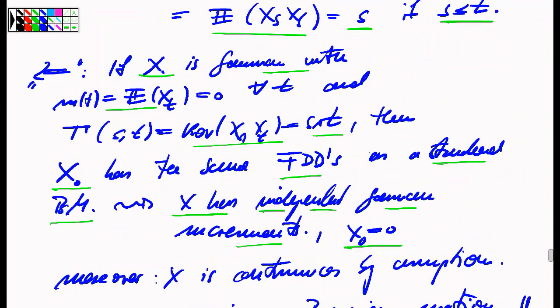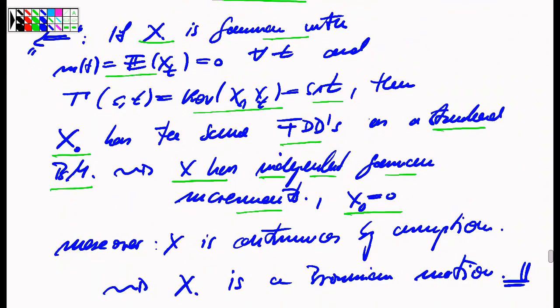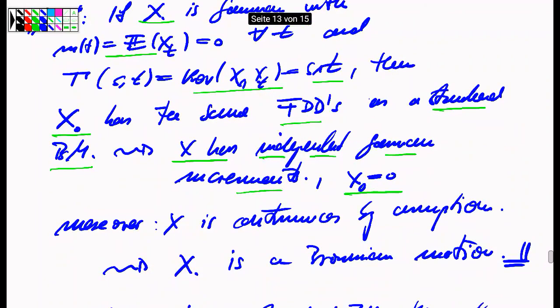Since we were assuming that it's a continuous process, we finally see that the process is a Brownian motion because it has independent increments which are distributed as Gaussian random variables with the corresponding variances, and it has continuous paths and starts in 0, so therefore x is a standard Brownian motion.